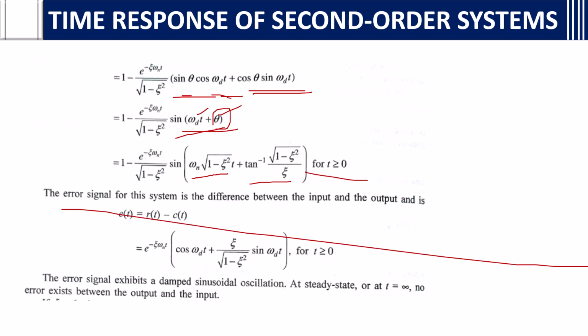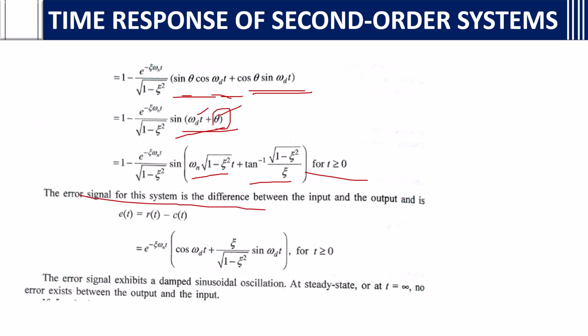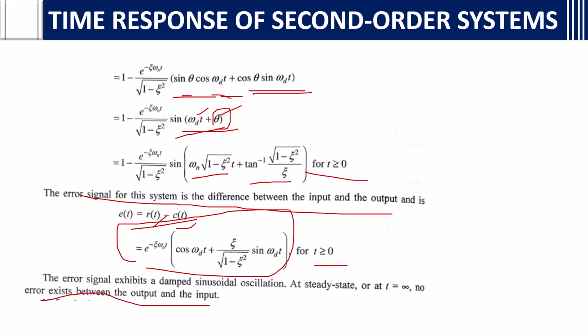The error signal, even for first order systems, we have calculated as r of t minus e of t, input and output. So input is e power minus zeta omega nt. If you put input and output, r of t minus e of t, you will get this equation when t is greater than or equals to 0. Thus the error signal exhibits a damped sinusoidal oscillation. At steady state, or at t equals infinity, no error exists between the output and input.